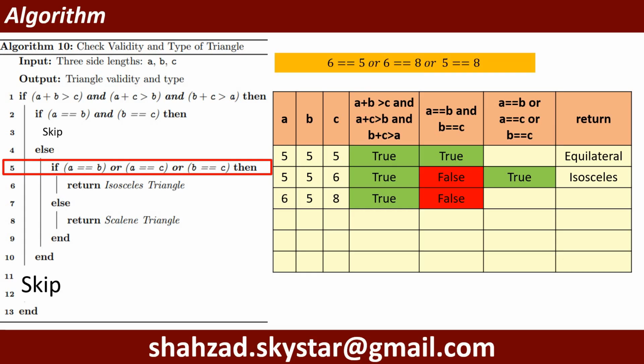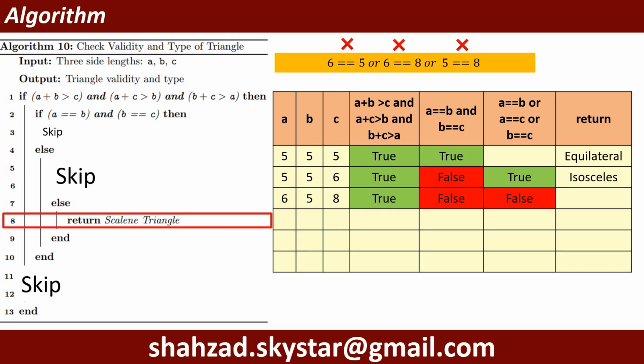We are going to check the values. 6 equal to 5, no. 6 equal to 8, no. 5 equal to 8, no. Then all these three conditions are returning false statements, and in between them is or. None of the conditions is true, so the overall result will be false. And these line numbers 5 and 6 will be ignored, and then the control will move to the else part, that is on line number 8, return scalene triangle. It will display scalene triangle.